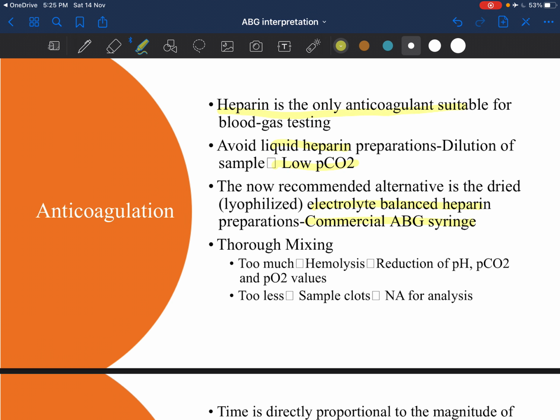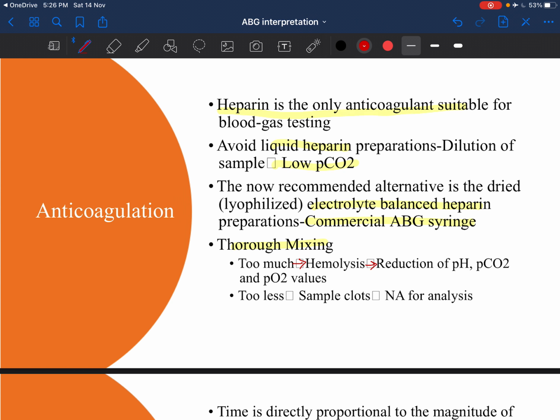So it's a commercial ABG syringe where you do not have to do anything, but just collect the sample in an anaerobic way. After collection, do a thorough mixing. Thorough mixing is a repetitive combination of inverting the syringe several times and rolling it through the palm of your hands. If the mixing time is up to 2 minutes, it's more than enough to ensure homogeneity within the sample. If you do too much mixing, it causes hemolysis.